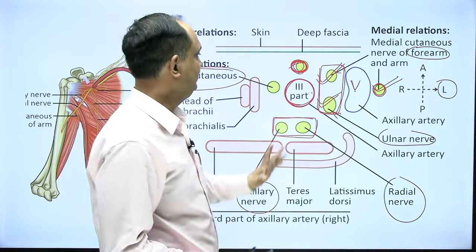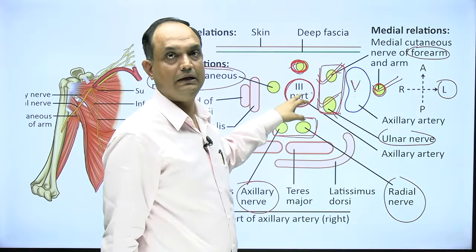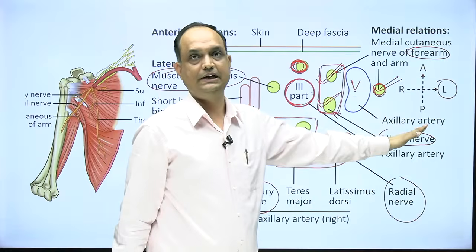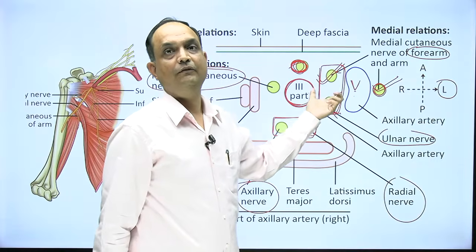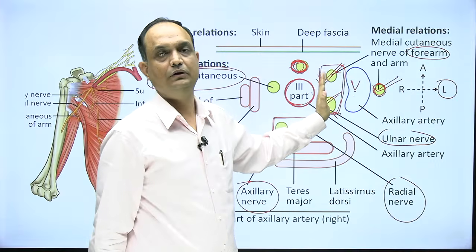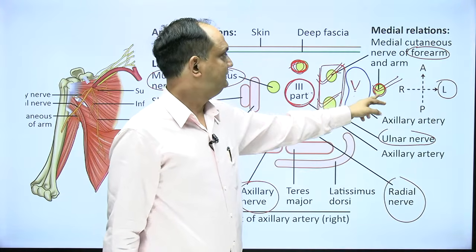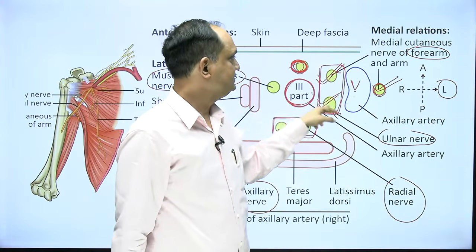Again, I will repeat because the third part is a little bit complicated. First you have to draw the circle, then the vein. Once you draw the vein, this will become the medial side. Between the artery and vein, there are two very important structures. One is the ulnar nerve and the cutaneous nerve of the forearm. Now, this is the cutaneous nerve of the arm. Now, these are the three branches of the medial cord.